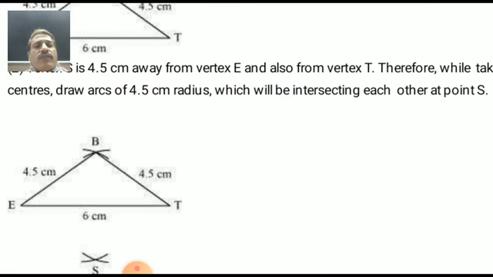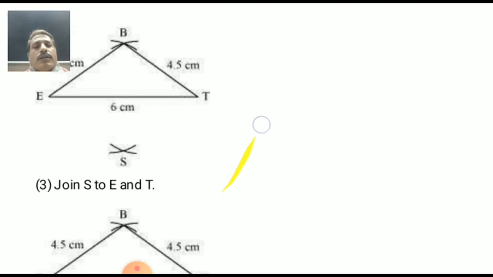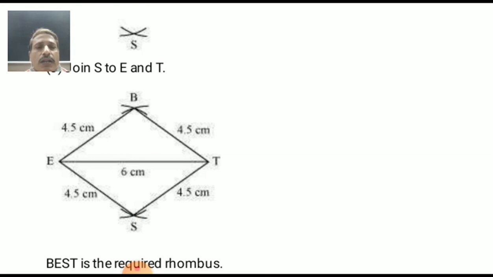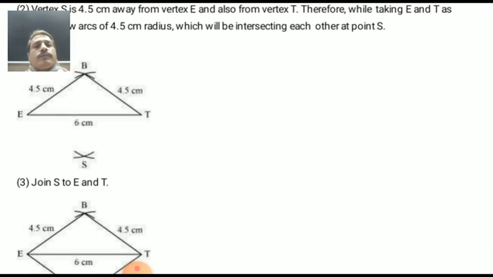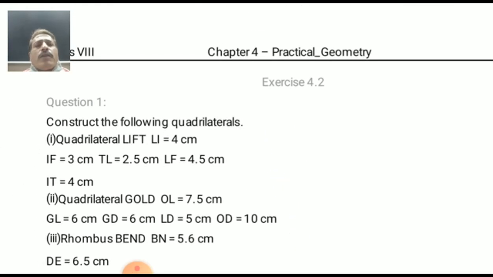Now we have to move to our second triangle, EST. The same way, we can use the same measurement, 4.5 centimeter, and draw an arc. Yes, very good, student. See, our quadrilateral is ready. It's a rhombus because all sides are equal. Now we are moving on to exercise 4.2. 4.2 is very easy. We can just try to solve the answers.